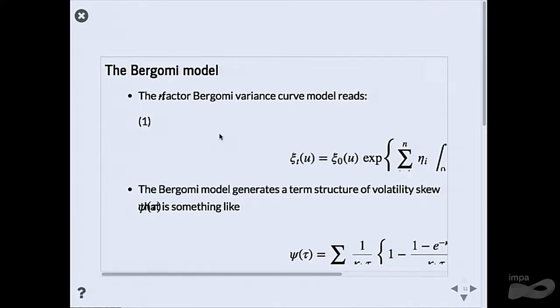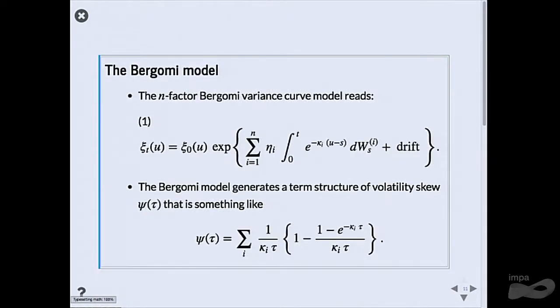And now we're going to have more work to do today. So as an example, we can consider the Bergomi model. The Bergomi model says that the forward variance curve at some future date is given by the forward variance curve today times a stochastic exponential. In other words, an exponential whose expectation is 1. And the argument of the exponential is just a sum of Ornstein-Uhlenbeck processes. Now, in its typical implementation, little n is just equal to 2. So we have two factors.